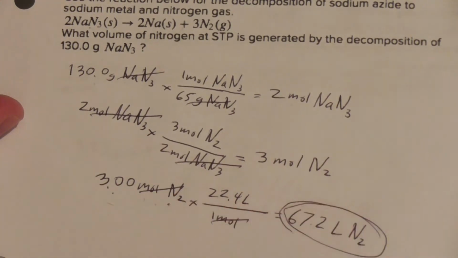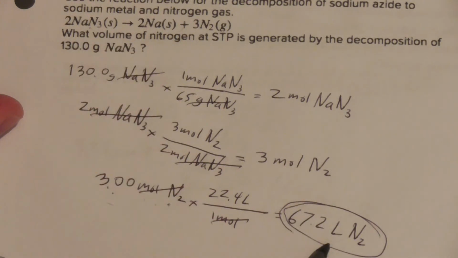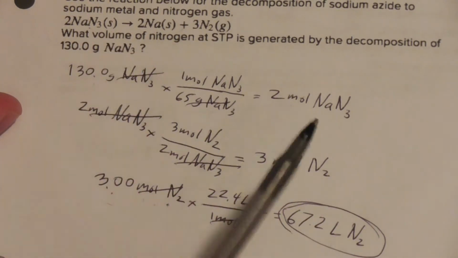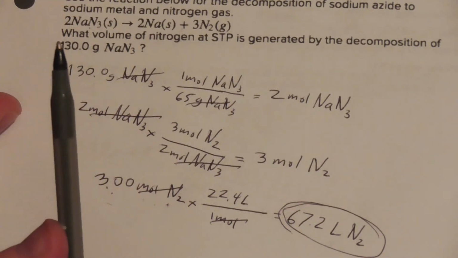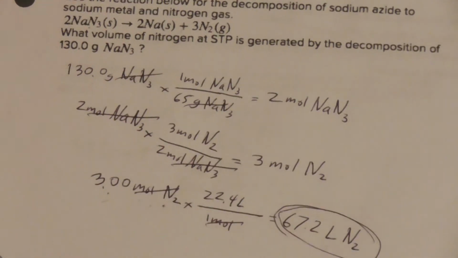Make sure you write down your units because it's asking for volume. We measure volume with liters. If it's asking for mass, you want to have grams. If it's asking for particles, you want to say if it's atoms or molecules. You've got to keep track of your mole conversions.